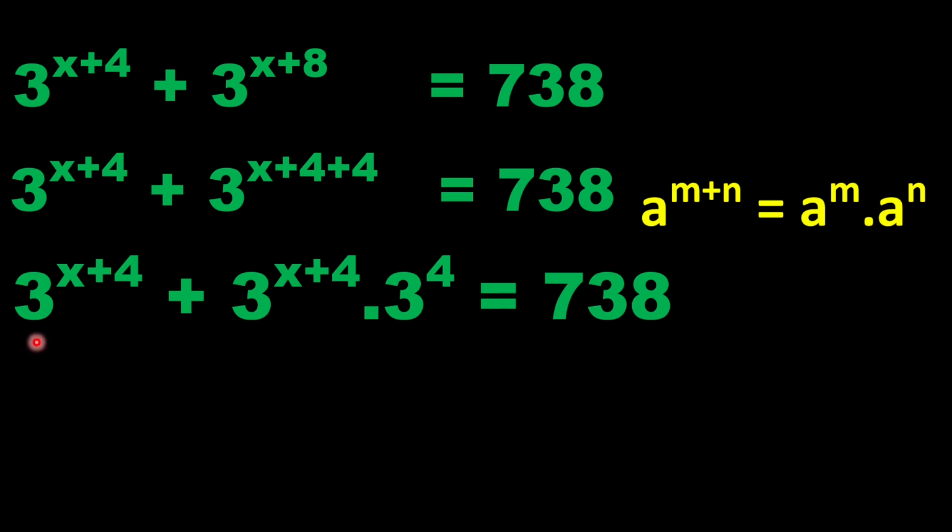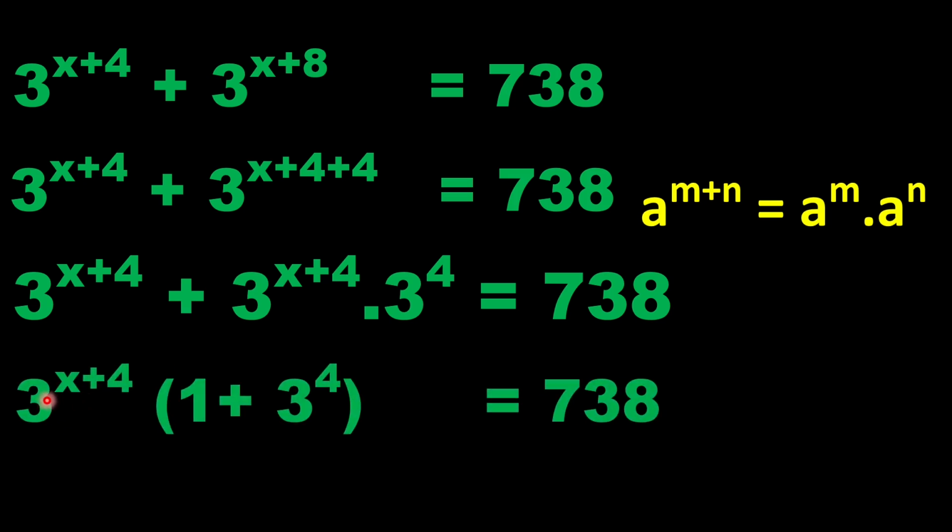Now in this expression we have a common term, which is 3 raised to the power of x plus 4, because it exists here and here as well. So we will take 3 raised to the power of x plus 4 as common. After taking it as common, the remaining term will be 1 over here, and 3 raised to the power of 4 over here, which equals 738.